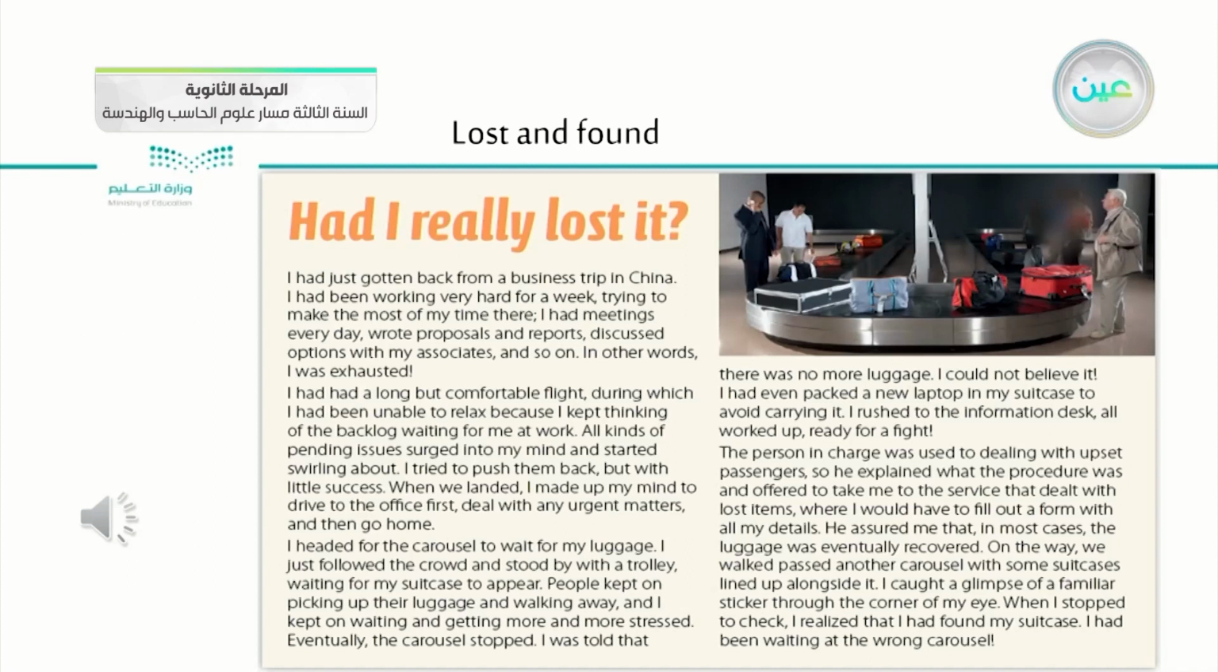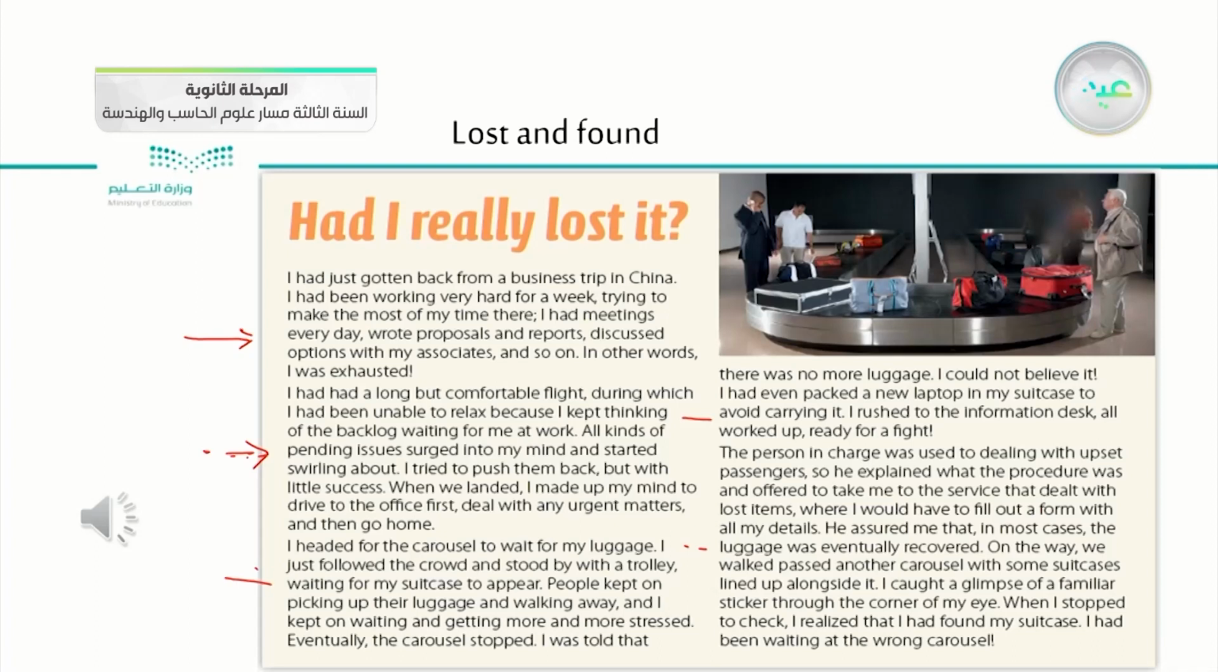Okay, now we have 1, 2, 3, 4, 5 paragraphs. We have 5 paragraphs, and each paragraph is dedicated to talking about something. For example, in the first paragraph, he was talking about his situation, his life in general. He said that he was getting back from a business trip in China and he was exhausted and so on. So this is just a general overview about his situation. After that, he started getting into the details. He talked about his flight and how he was trying to get out of the airplane and so on.